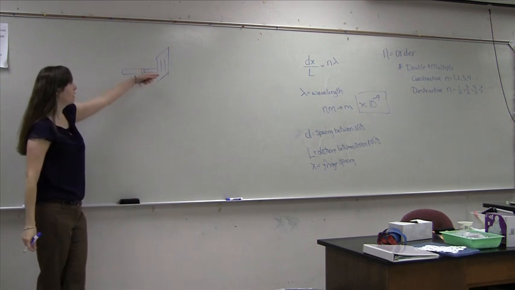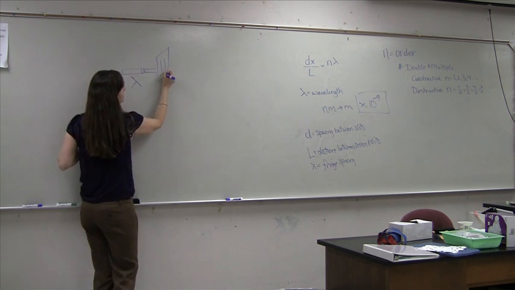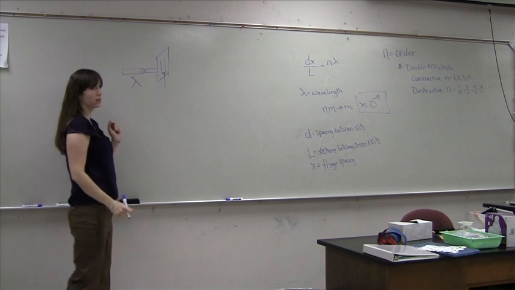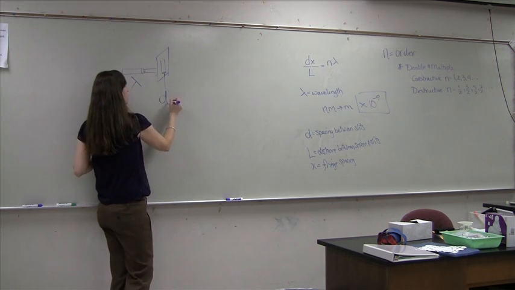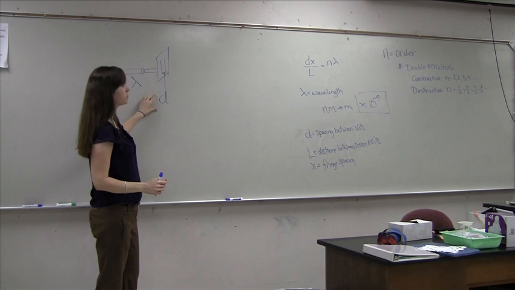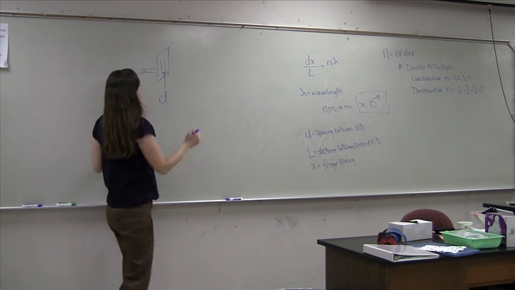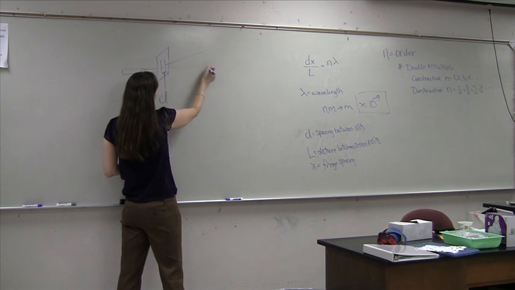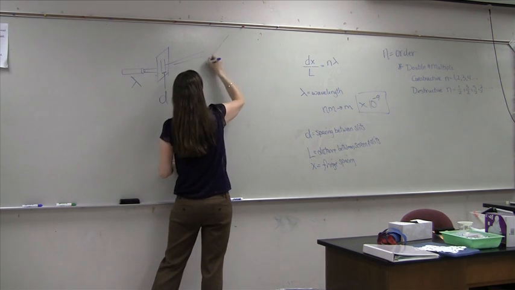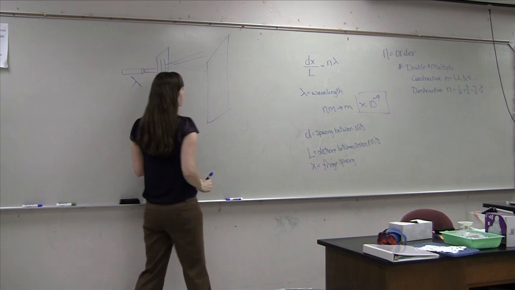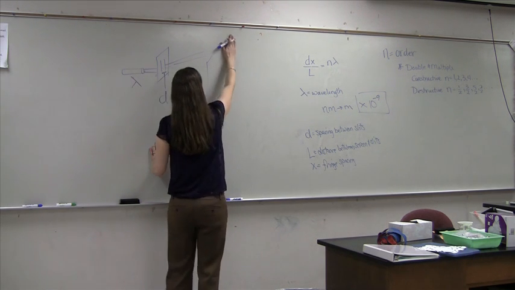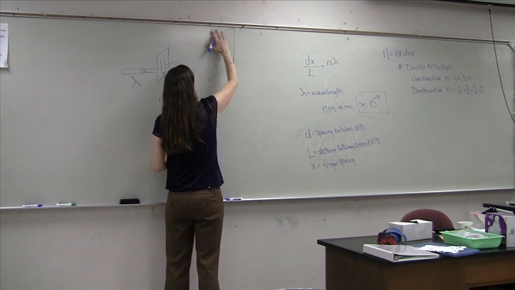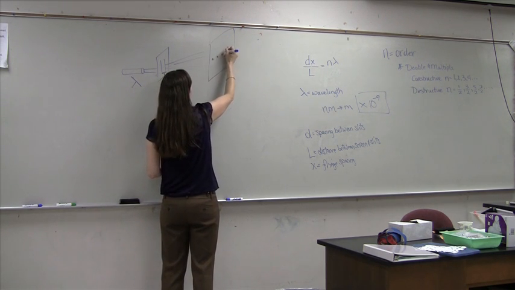Okay. So the light hits my screen. What is this distance right here? D. So the spacing between these two slits is what D is. Then the light, when it passes through this, is going to project out, and we're going to get interference, and it's going to create this pattern here on the screen. So on my screen, I get this.